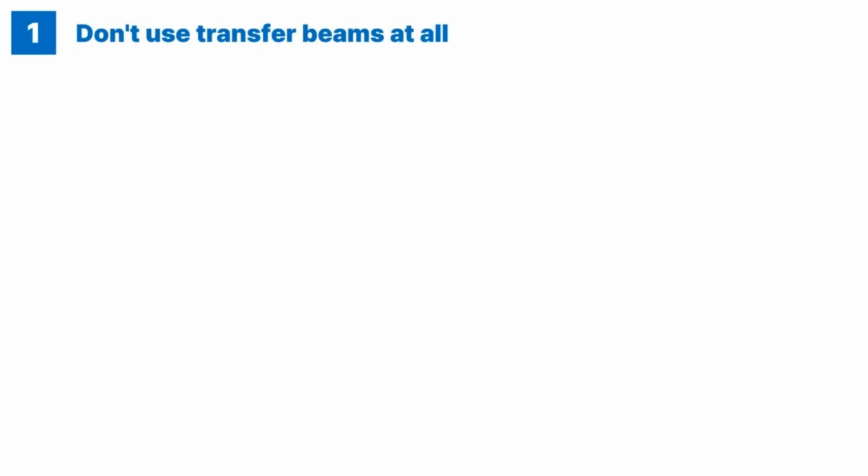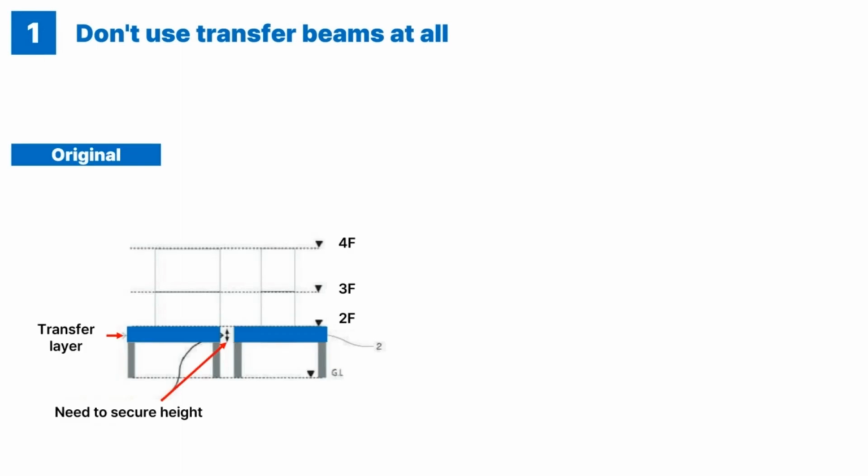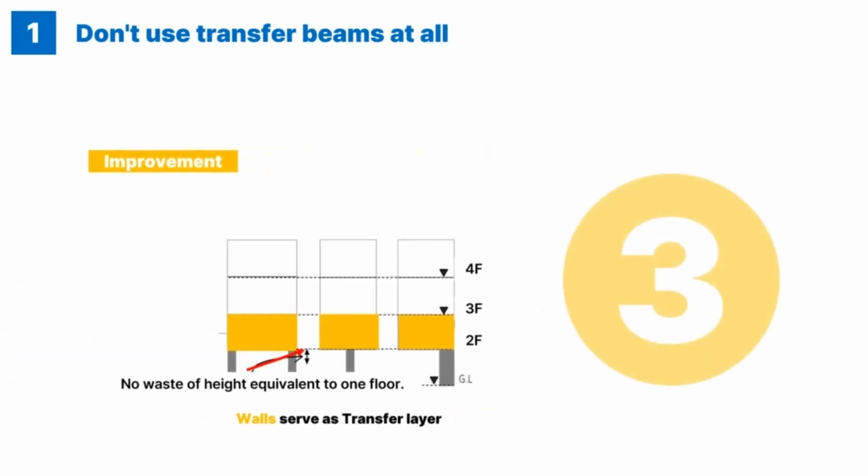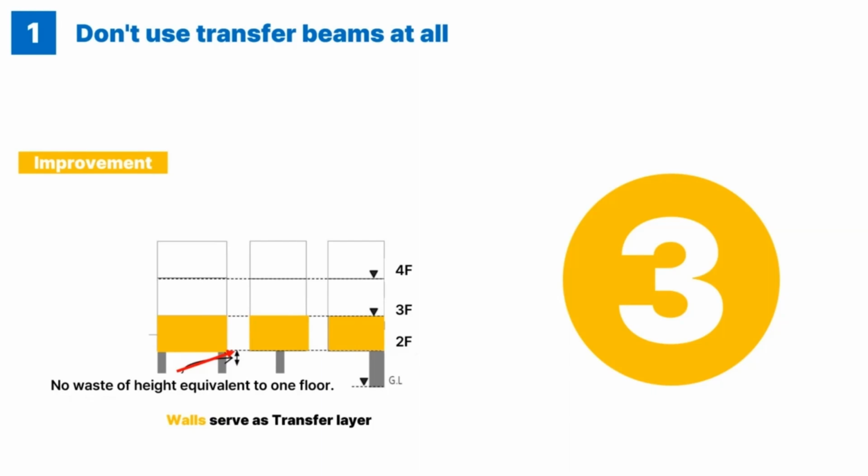We have investigated an approach to improve the structure design, which involves placing the pilotis columns aligned with the upper structure walls. In this method, the load from the apartment structure is simultaneously transmitted to both the pilotis columns and the structure walls, eliminating the need for a transfer layer. By eliminating the transfer layer, there is no waste of height equivalent to one floor. This approach has three main characteristics.